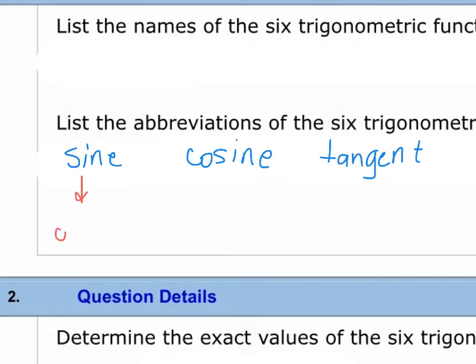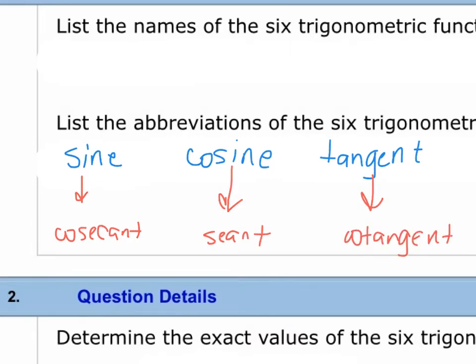Cosecant. You guys are going to make that mistake because you think S goes with S. It doesn't. Sine goes with cosecant. Cosine goes with secant. And then tangent is real easy. Cotangent. Okay?